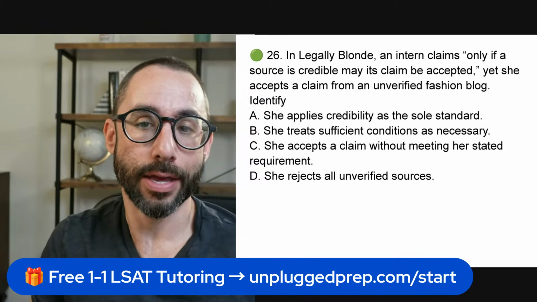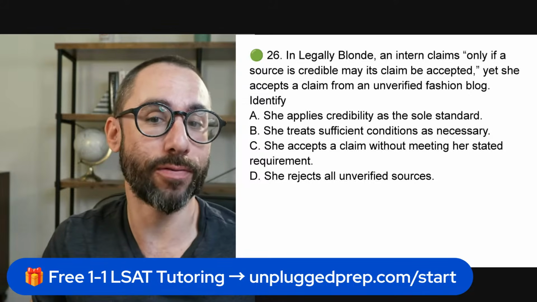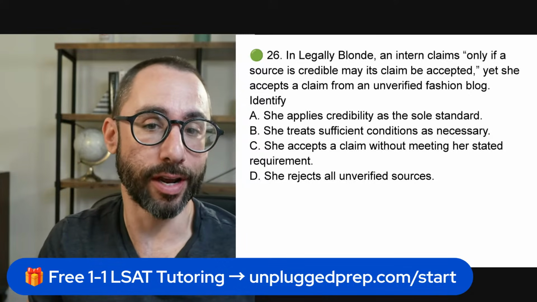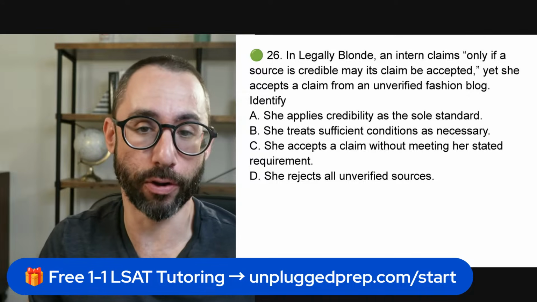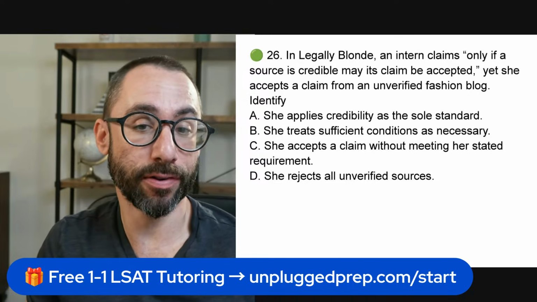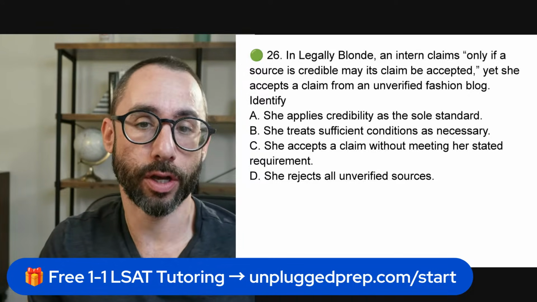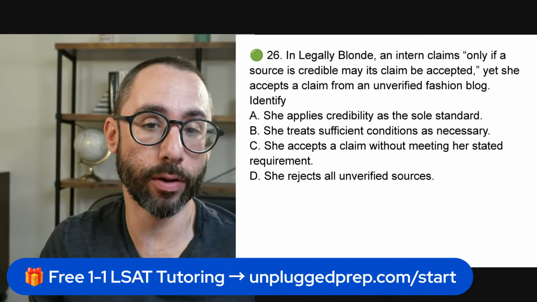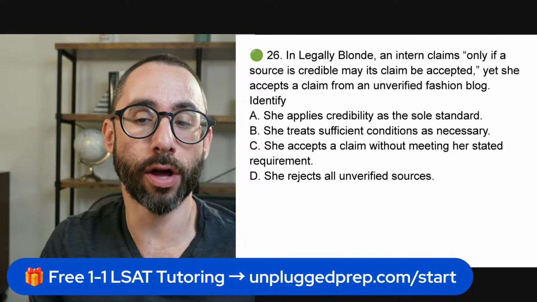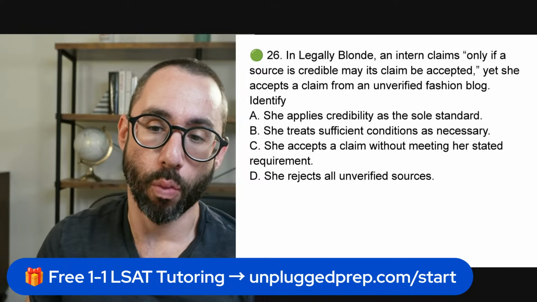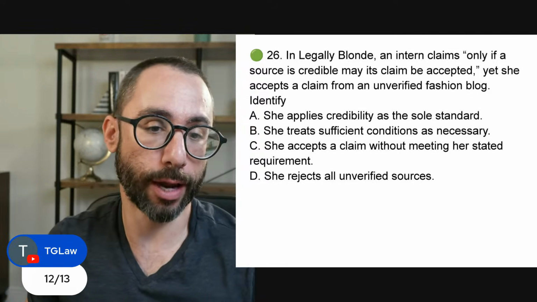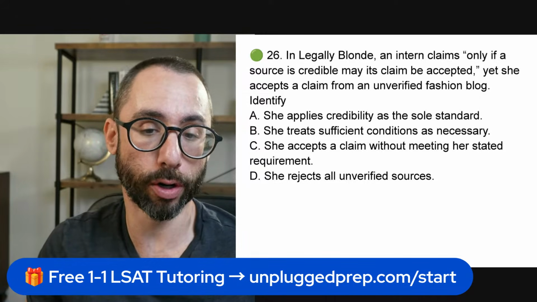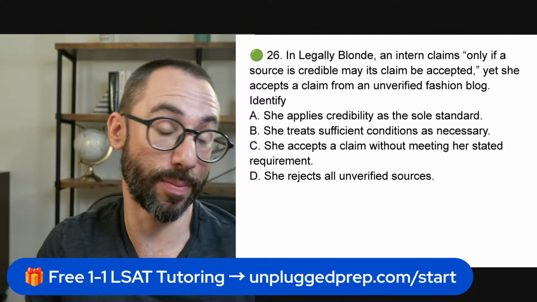On to 26. In Legally Blonde, an intern claims only if a source is credible may its claim be accepted. Yet, she accepts a claim from an unverified fashion blog. Identify what's going on here. A, she applies credibility as the sole standard. B, she treats sufficient conditions as necessary. C, she accepts a claim without meeting her stated requirement. Or D, she rejects all unverified sources. When you have your answer, please drop it in the chat, A, B, C, or D. If you're not sure, just drop a question mark, but do commit to an answer. Commit now because you'll have to commit on test day.